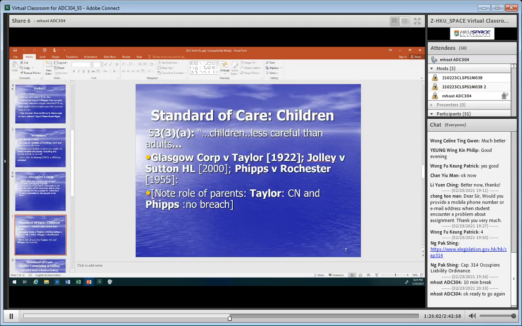What is the standard of care? Here, of course, we're talking about breach, but with regard to children, remember with regard to common law negligence, the court will look at the reasonable defendant in the circumstances. And if it's a child involved, it's an ordinary child of that particular age. And it's interesting, Section 3.3a does say in the Occupiers Liability Ordinance that children are less careful than adults. So the standard of care imposed on occupiers is a bit more demanding when it comes to children.